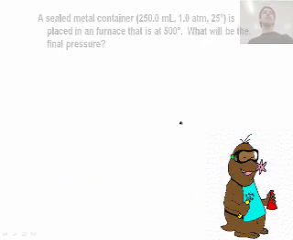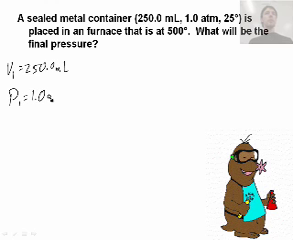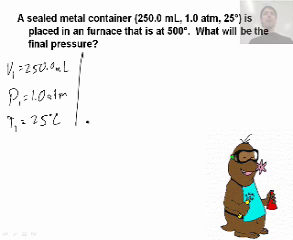Let's take a look at what we have and what we need to find. So we have a sealed metal container, with a volume of 250.0 milliliters. We have a pressure, 1 atmosphere, and we have a temperature, 25 degrees Celsius, placed in a furnace that is at 500 degrees Celsius. So there's T2, 500 degrees Celsius. What will be the final pressure? We're solving for P2.